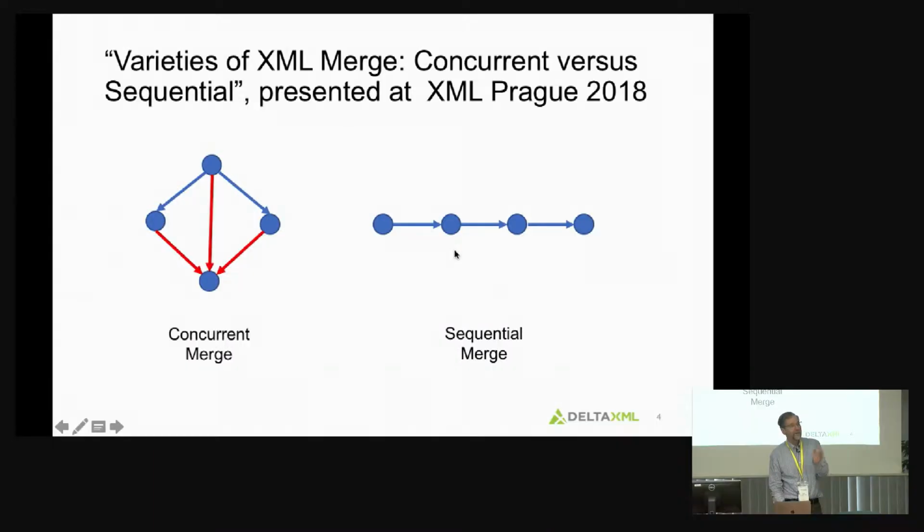Sequential merge is quite different. You've got a series of versions of a document. I've passed it to somebody else, and they've passed it to somebody else and made edits, and you want to look at the history of changes throughout the time span of that document. So that's sequential merge. Two different types of merge. Today, we're really talking in this concurrent merge area and exploring that a little bit further.